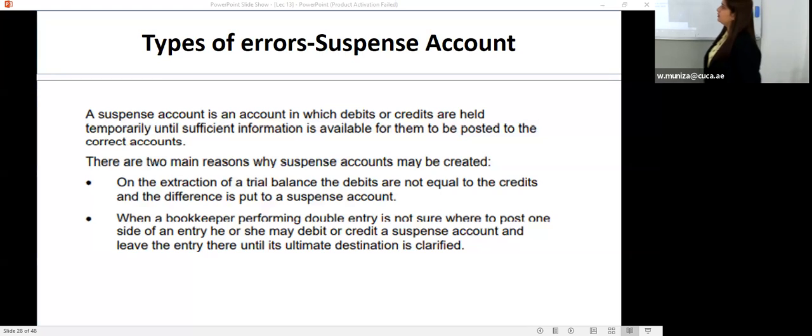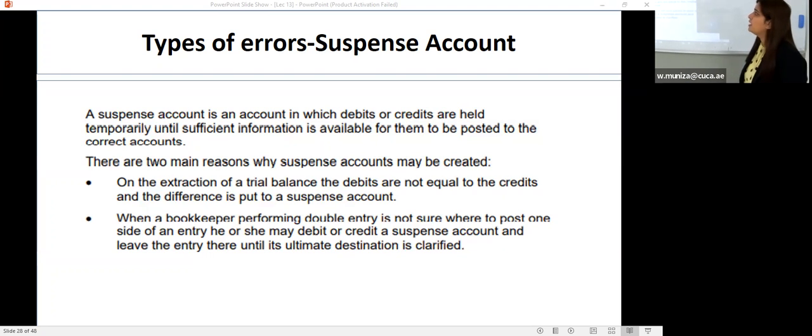Now, suspense account, what do they say about suspense account? A suspense account is an account in which debits or credits are held temporarily until sufficient information is available for them to be posted to the correct accounts. There are 2 main reasons why suspense accounts may be created. On the extraction of the trial balance, the debits are not equal to the credits and the difference is put to the suspense account. The second one, when a bookkeeper performing double entry is not sure where to post one side of an entry, he or she may debit or credit a suspense account and leave the entry there until its ultimate destination is clarified.